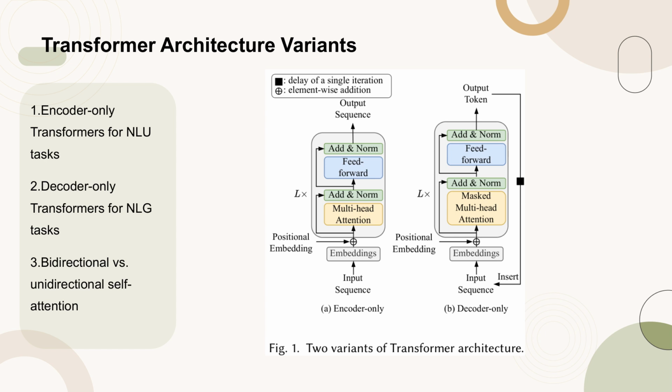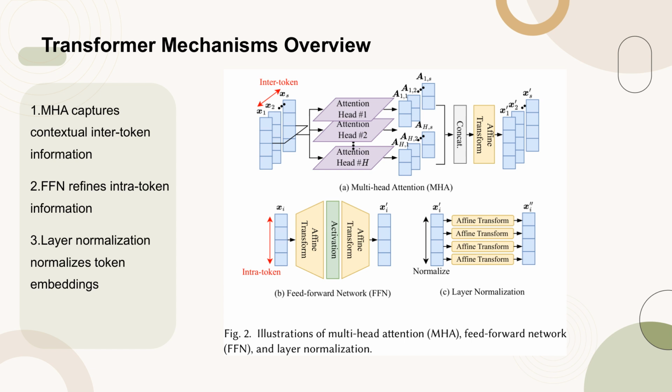Figure 2 provides a detailed illustration of the three core mechanisms within the transformer architecture: multi-head attention, MHA, feed-forward network, FFN, and layer normalization. MHA is crucial for capturing contextual information between tokens through a self-attention mechanism. FFN, on the other hand, focuses on refining the information within individual tokens using a position-wise feed-forward network. Lastly, layer normalization ensures that each token embedding is normalized, which helps in stabilizing and accelerating the training process.